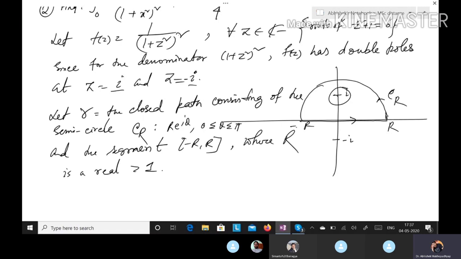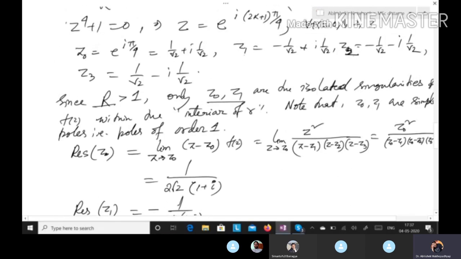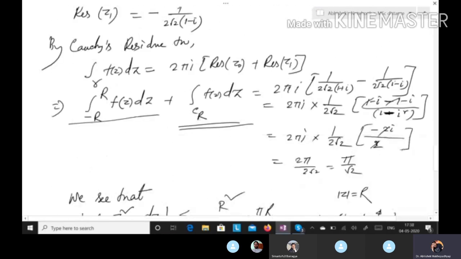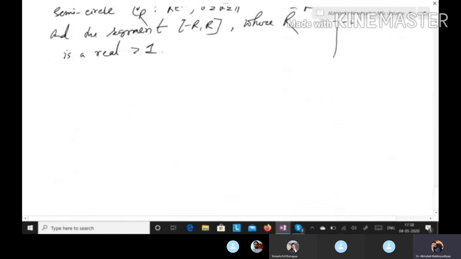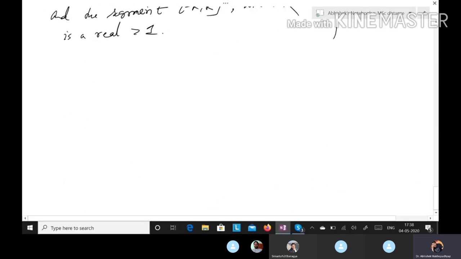For that reason, the path of this problem and this problem looks the same, but in some cases it will not be the same, because whenever you have isolated singularities, suppose you have a function f(z) which has isolated singularities at this point, at this point, at this point, and so on.